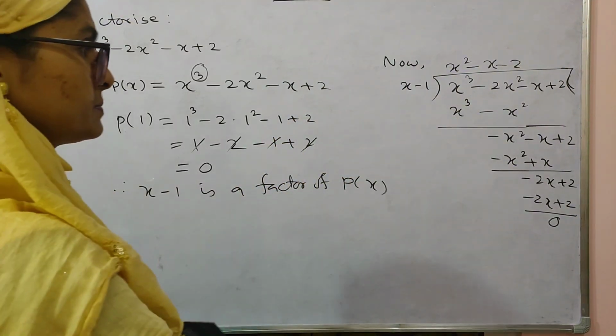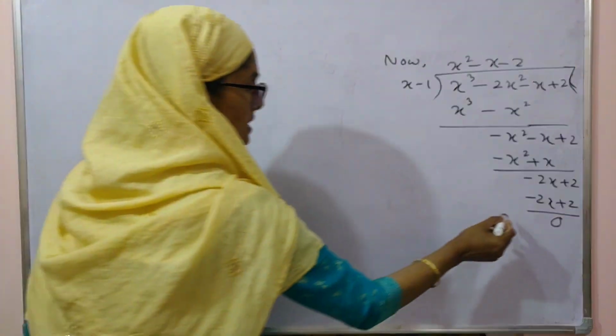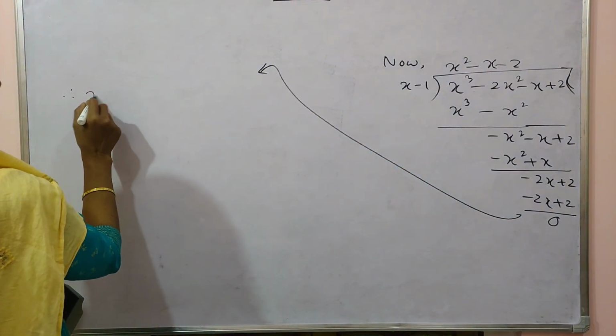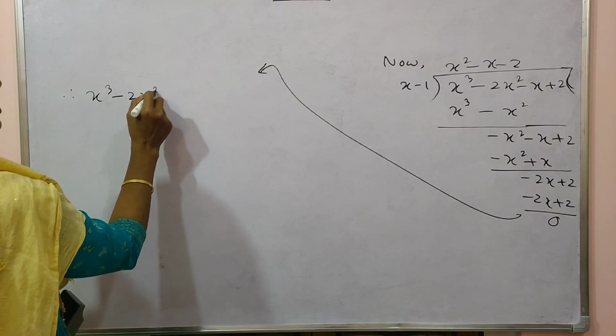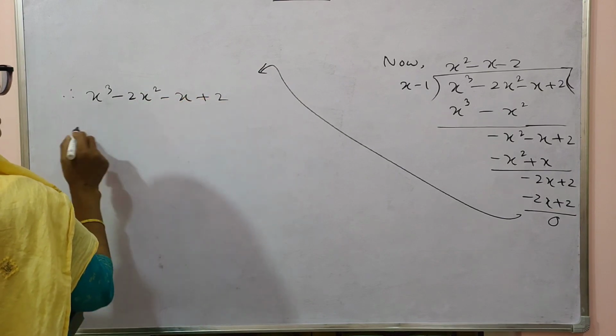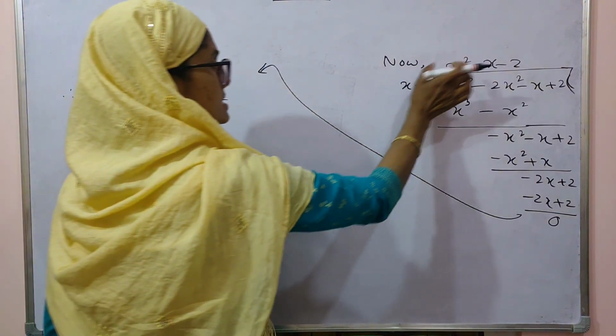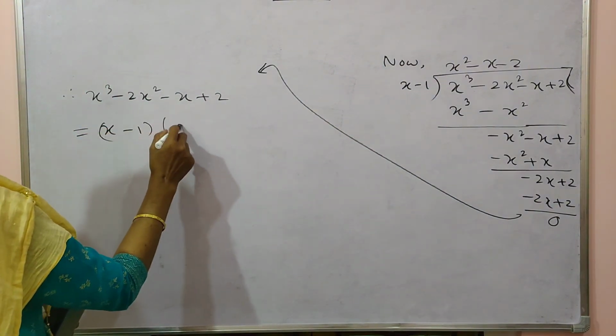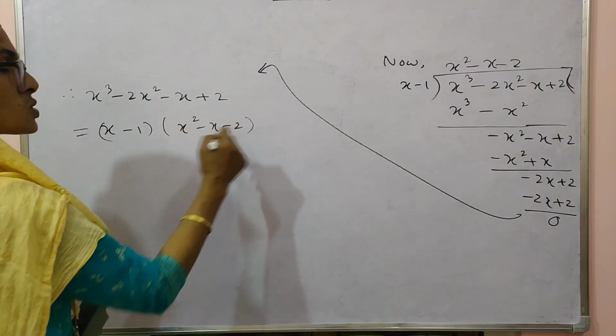Write the notes. After that write, therefore, x cube minus 2x square minus x plus 2 you can write as x minus 1 into x square minus x minus 2.